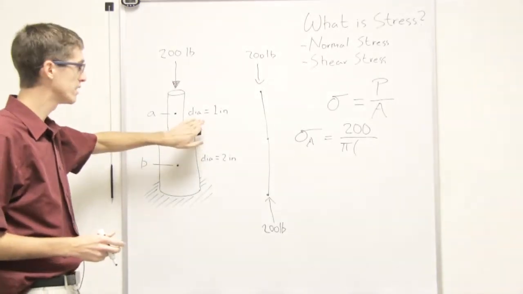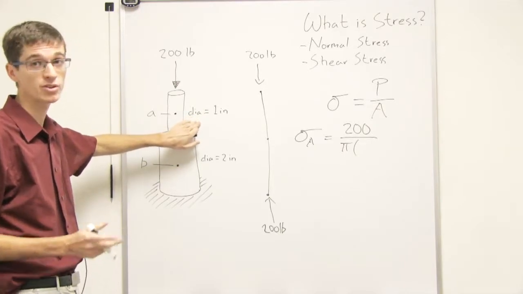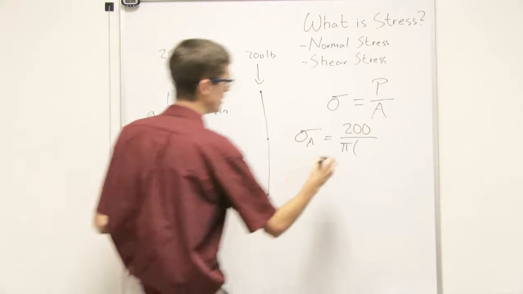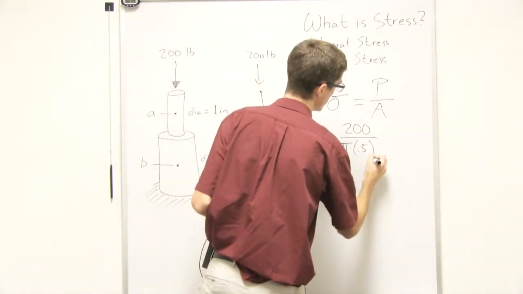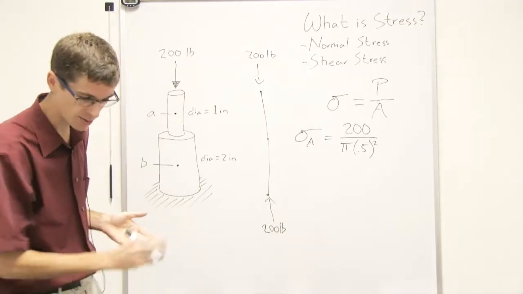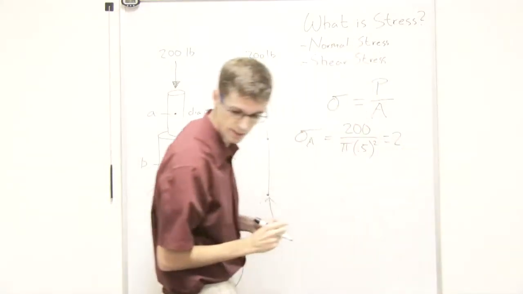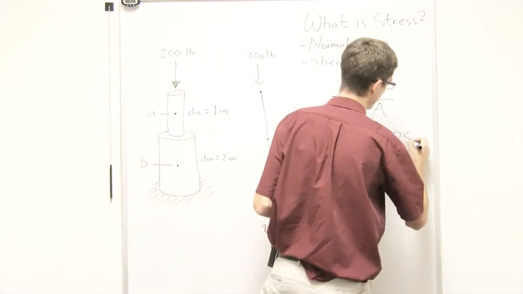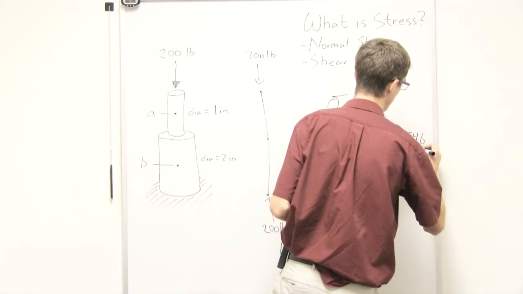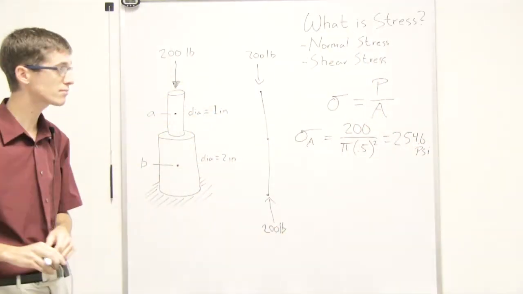You'll have to watch that. It'll often give you the diameter, not the radius, so we have to keep track of that and know what's going on. So it'll be pi times 0.5 inches squared. When you calculate that out, it comes to about 254.6 psi, which is pounds per square inch.